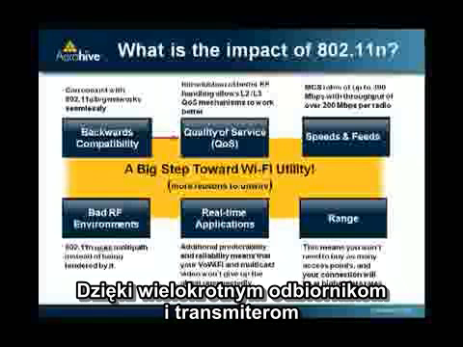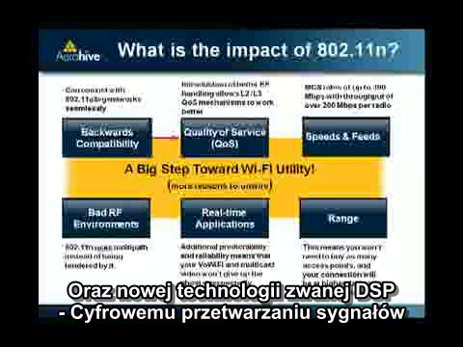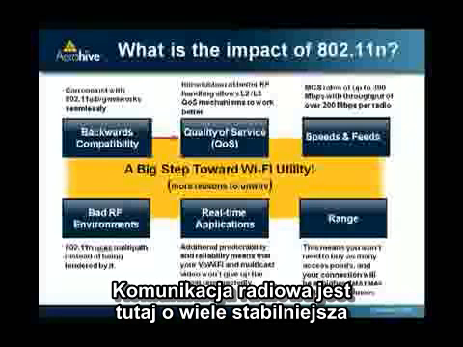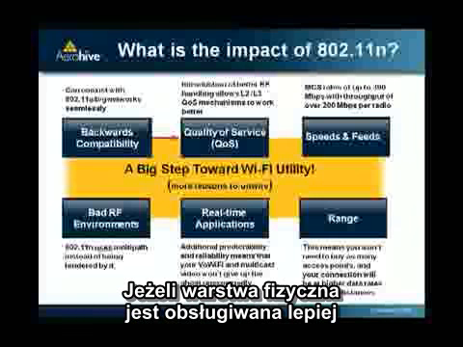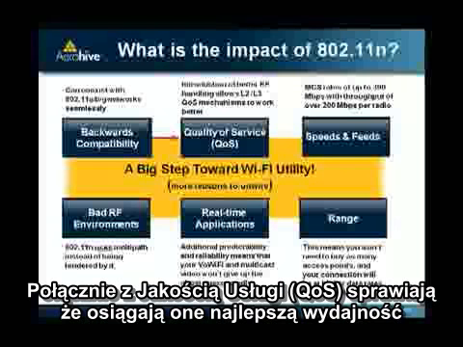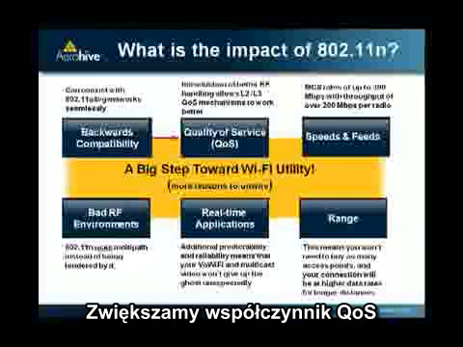With multiple receivers and transmitters and an incredible new upgrade called a digital signal processor or DSP, radio frequency communication is handled much more reliably. If the physical layer is handled better, then MAC and IP layer quality of service or QoS mechanisms placed on top of the PHY will work much better. By stabilizing the PHY, we get an n-fold increase in QoS performance.